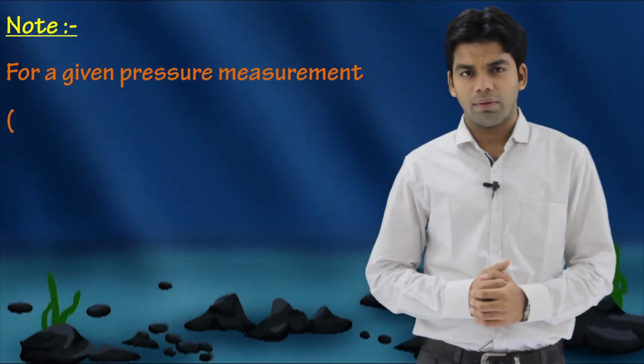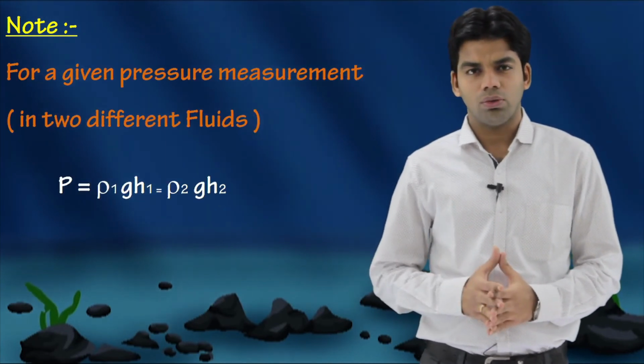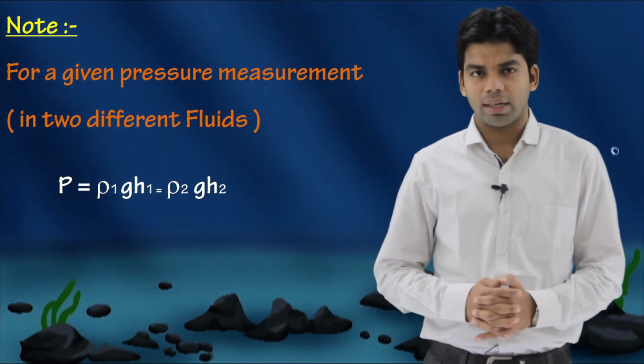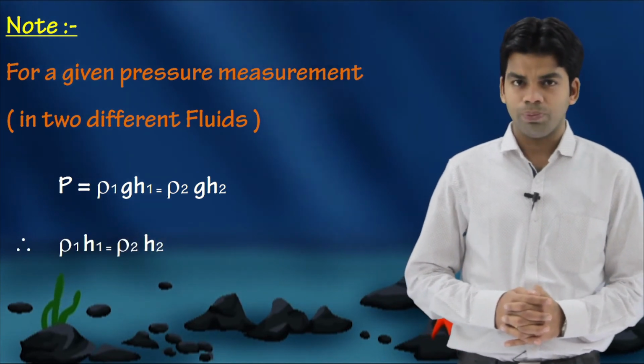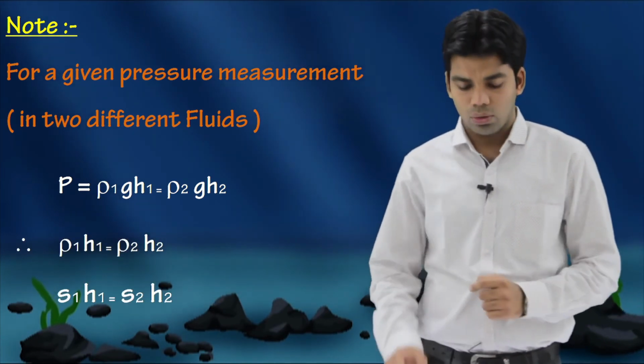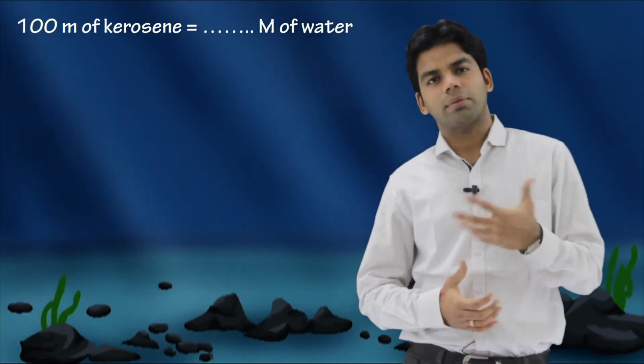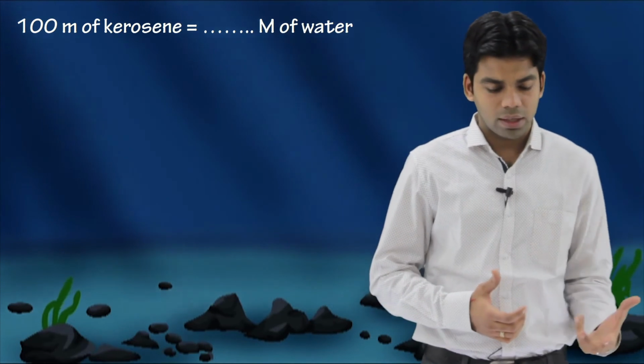Now another important note you can write: for a given pressure measurement in two different fluids, P is equal to rho1 g h1, which is also equal to rho2 g h2. Or you can write it as rho1 h1 is equal to rho2 h2, or S1 h1 is equal to S2 h2, or gamma1 h1 is equal to gamma2 h2. That means if you have the pressure in terms of height of one fluid, you can easily determine the pressure in terms of height of the other fluid. For example, suppose the pressure is given as 100 meter of kerosene and you have to determine the same pressure in terms of meter of water. So how can we determine it?